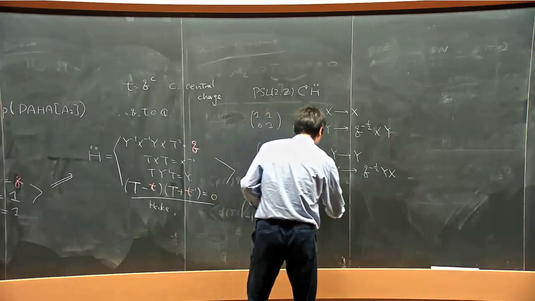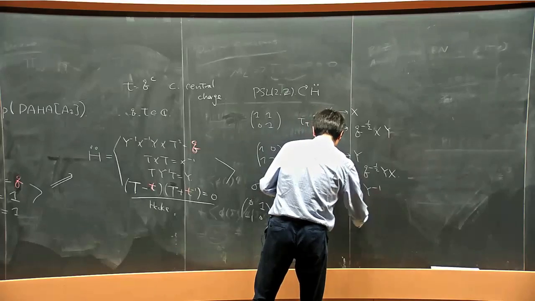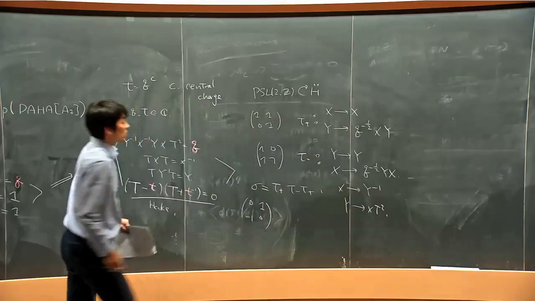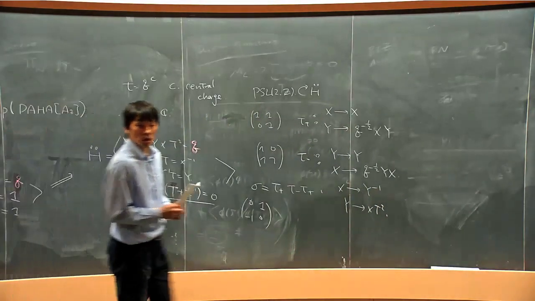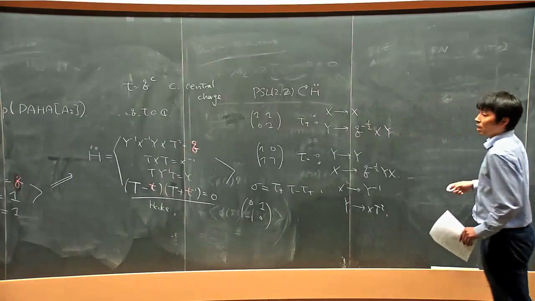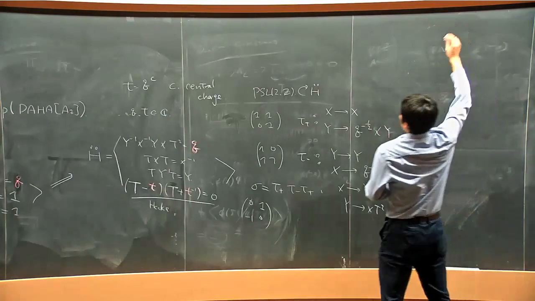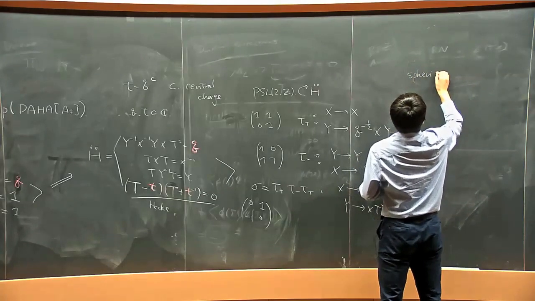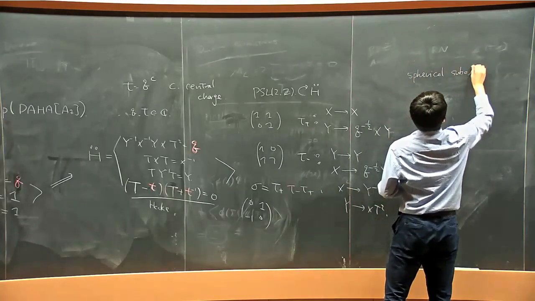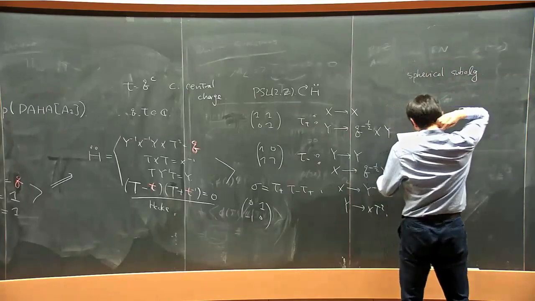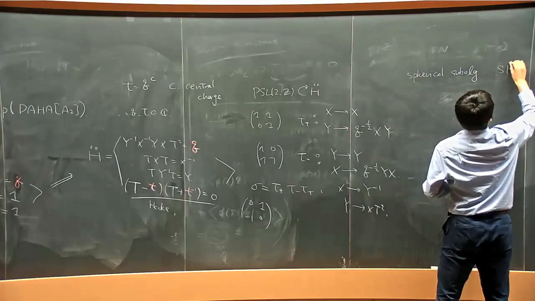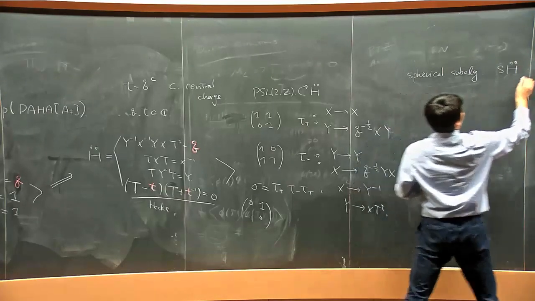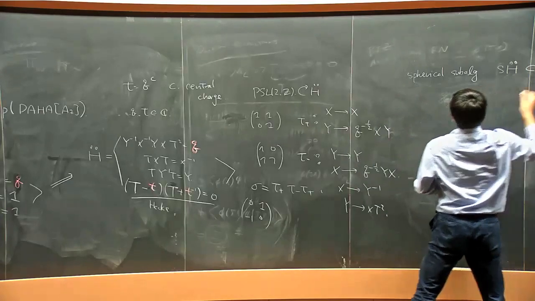Tau minus, tau plus, which map x goes to y inverse, and y goes to x t squared. So this is the PSL action, this action of the double Hecke algebra. There is an important subalgebra, the so-called spherical subalgebra, which I denote H double dot, which is inside H double dot.